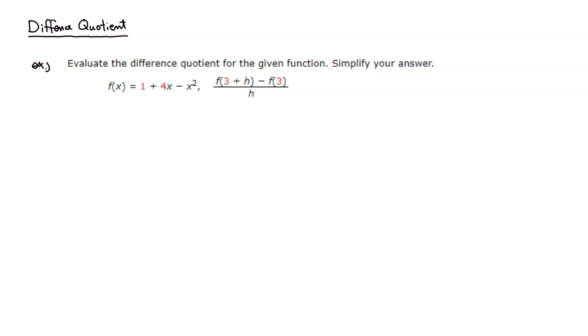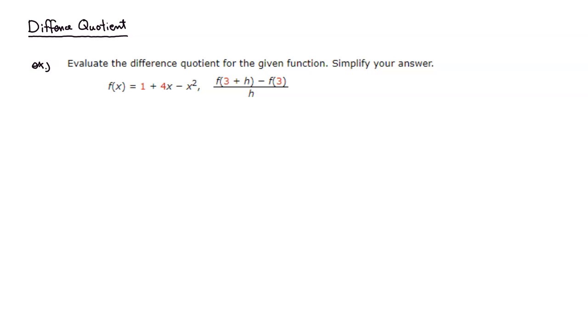All right, let's look at this following difference quotient problem. Let's say you have a function given, f of x equals 1 plus 4x minus x squared, and we want to find the following difference quotient, which is f of 3 plus h minus f of 3 over h. All right, so let's do that.